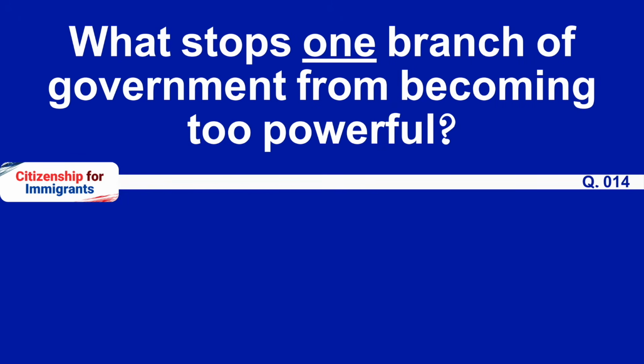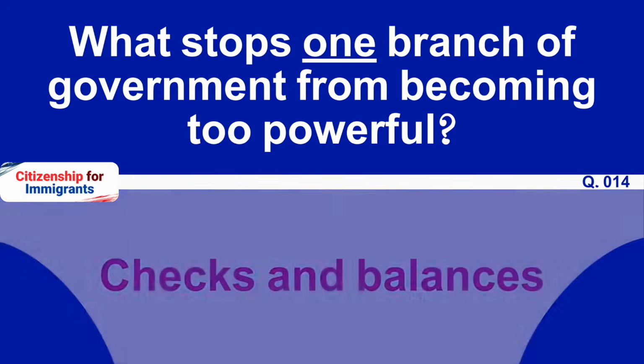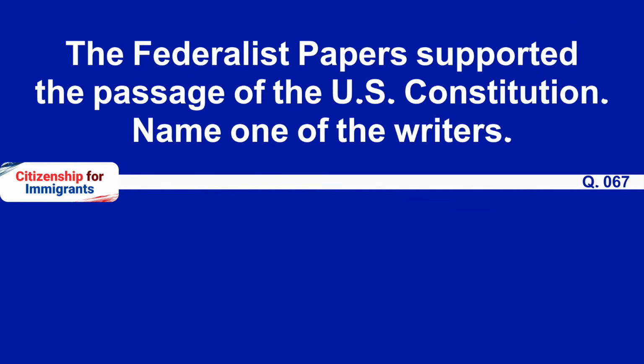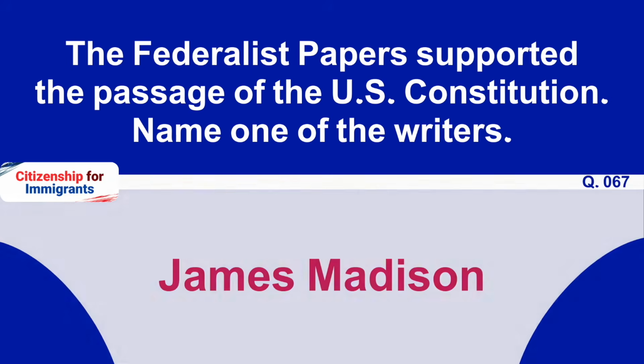What stops one branch of government from becoming too powerful? Checks and balances. The Federalist Papers supported the passage of the U.S. Constitution. Name one of the writers. James Madison.